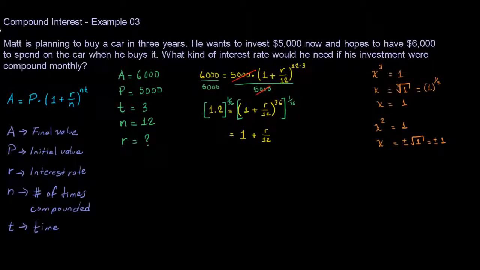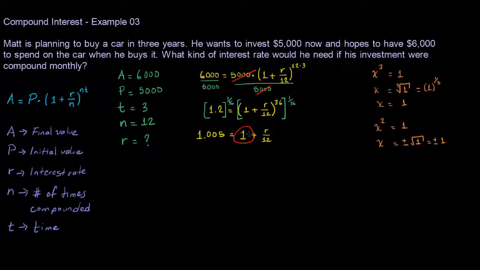So 1.2 raised to the 1 over 36 power is actually something near 1. Yes, it's 1.005. Let's write it like this, 1.005. There it is. Now we have to solve here.